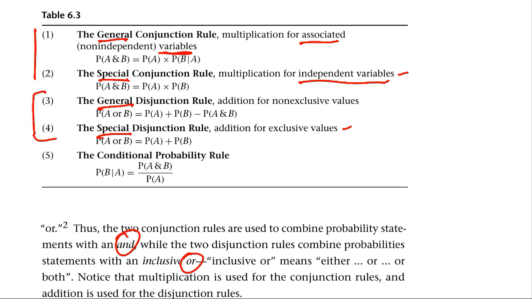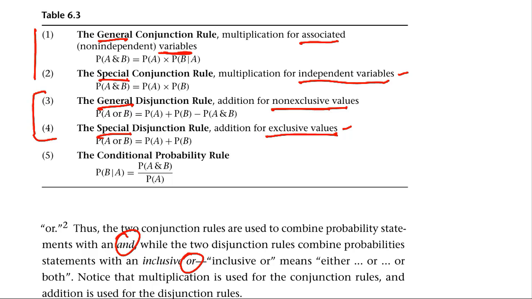Then for the disjunction rules, the issue is whether or not the values are mutually exclusive. So in our example, probability of selecting someone who's female or voted, those values, female and voted, are not mutually exclusive. Having one of those values, being female, doesn't exclude a person from having the other value, voted. So if someone's female, they may or may not also have the value voted.